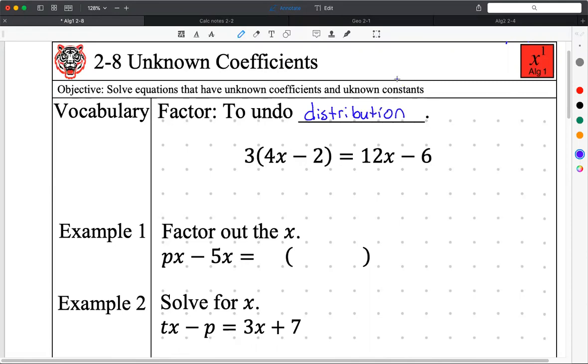And then just by show of hands, just raise your hand in your camera. How many of you have heard of the word factor? You've heard of factor before? Maybe you've heard it as a factor tree, some form of factor. Okay, cool, thanks.